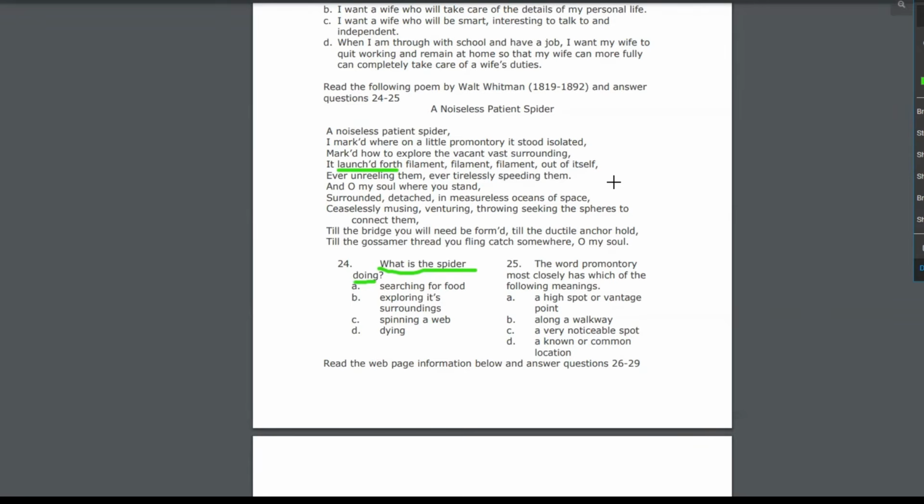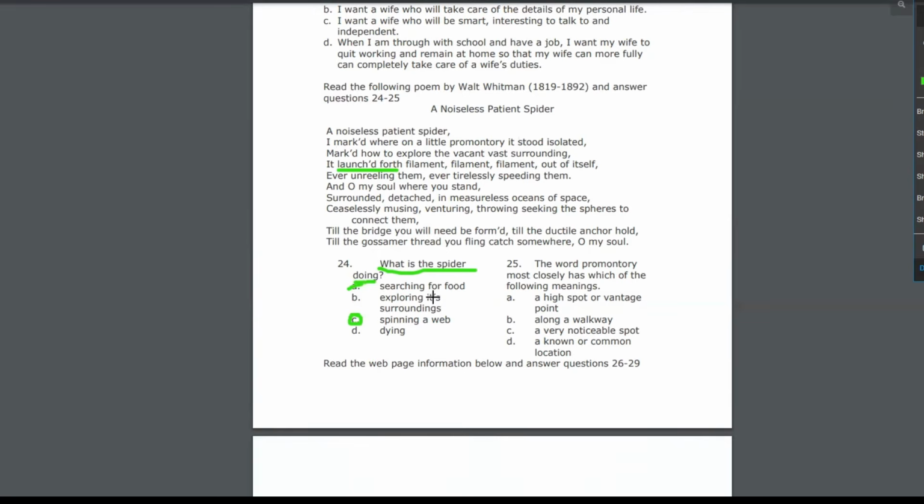So now we start thinking about spiders. What are spiders commonly known for? What do they have that they spit out? It's kind of like if we were talking about the snake, we know they have venom. So if we think of a spider, we know that they spin what? They spin webs, right? So of course that is how C is the answer. So if we look at A, searching for food, nothing in this particular excerpt tells me that they're searching for food. Now we know that they can spin webs to try to get food, but he is doing what? He's being patient and he's standing isolated, right? So he's not searching, he's just sitting.